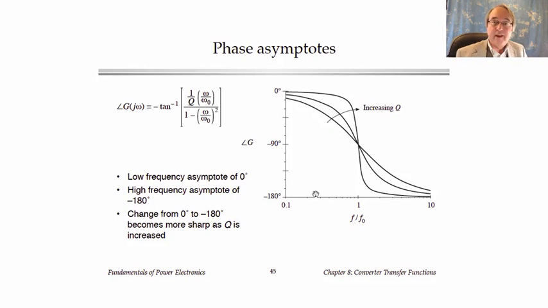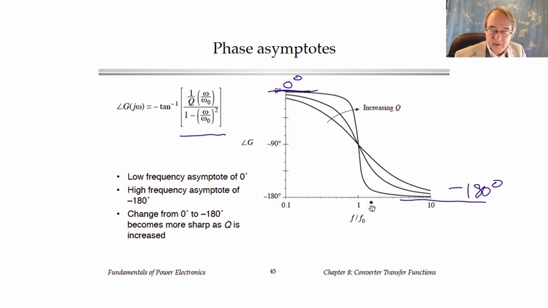Okay, how about the phase asymptotes? Well, we can find the phase of g by finding the arctangent of the imaginary over real part, as we did in the real pole case. So if we do that, here is what we get. We can plot this function as usual, and with a computer drawn plot, here's what it looks like. The curves tend to a low frequency asymptote of 0 degrees and a high frequency asymptote of minus 180 degrees, as you would expect two poles to do.